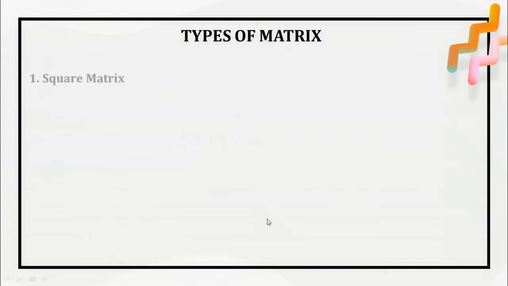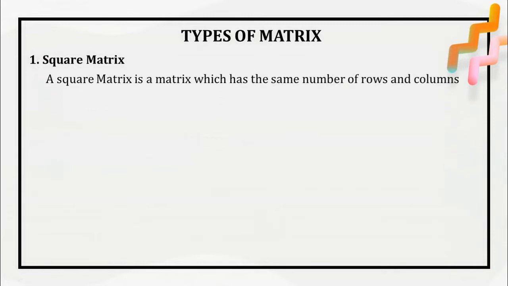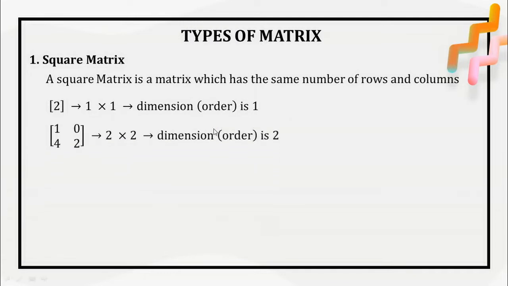Okay, there are types of matrix. The first is the square matrix. A square matrix has the same number of rows and columns. Let's say 1 by 1, 2 by 2, 3 by 3, and so on. This is an example of order 1, and this is order 2. When the dimensions are the same, you can just say order 2. But when the dimension is like 2 by 3, you should say 2 by 3. It's not the same as just saying 2, okay?